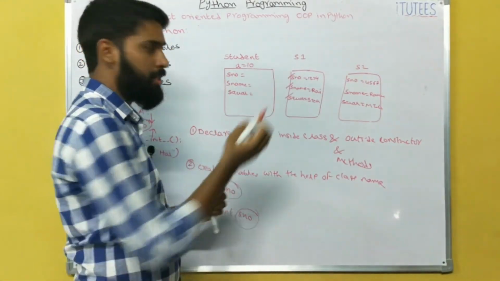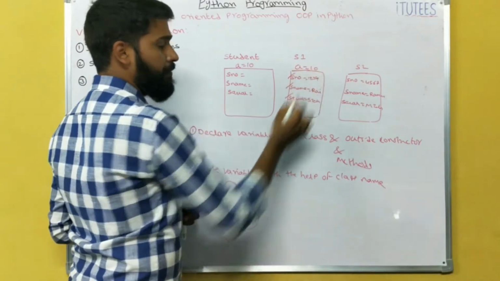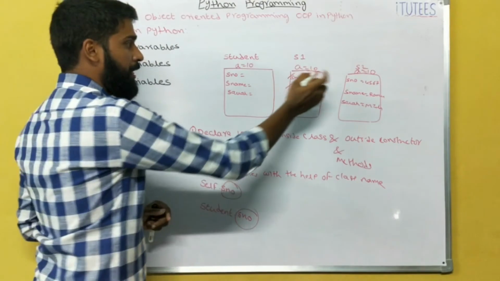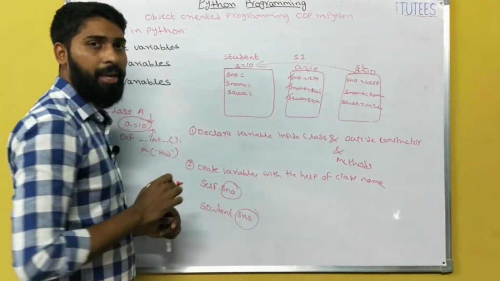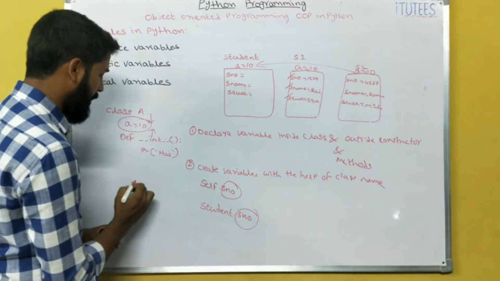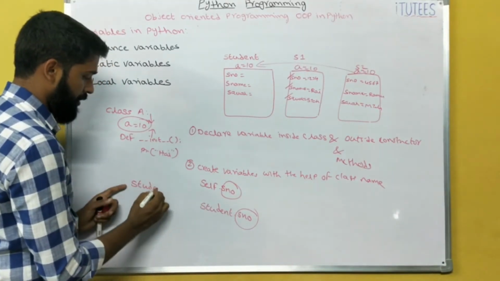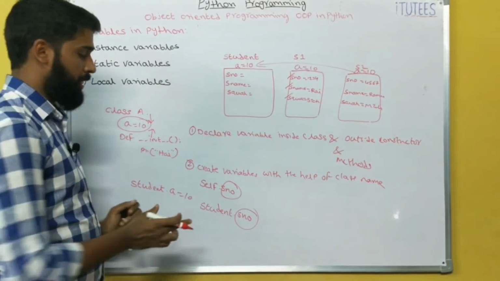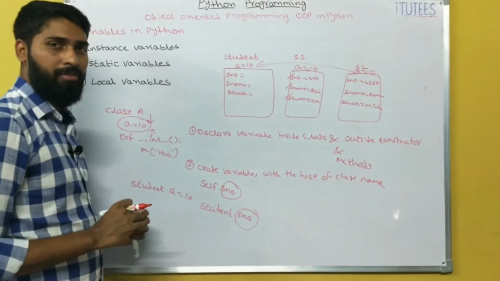So this is a static variable and it is common to all the objects. When I create S1, what is the value of A? 10. When I create S2, what is the value? A equals to 10. That means these can access this value from the class name. In another way, you can write A dot a equals to 10. In this way also you create static variables.